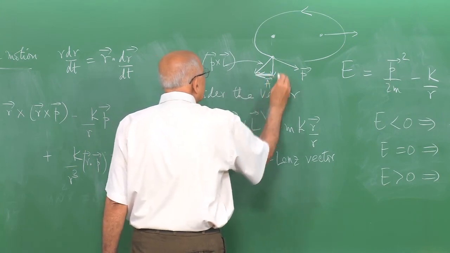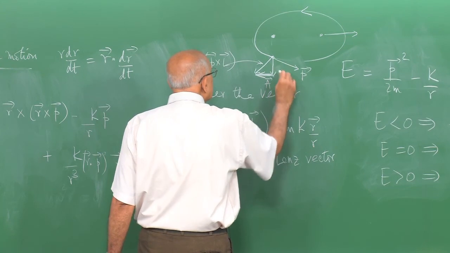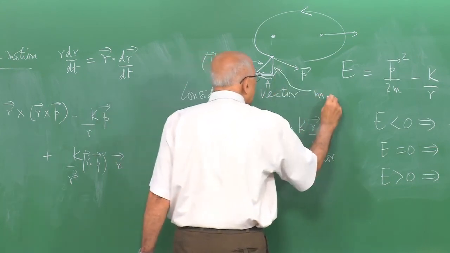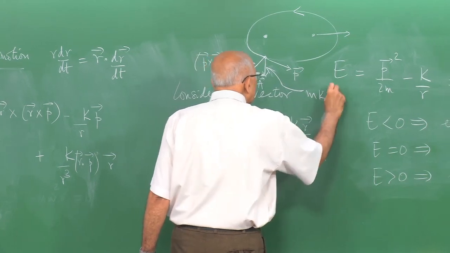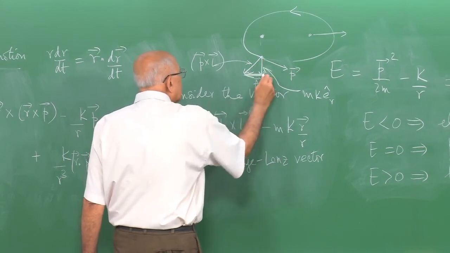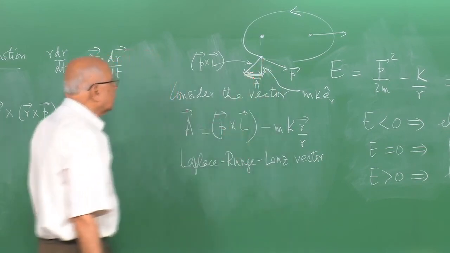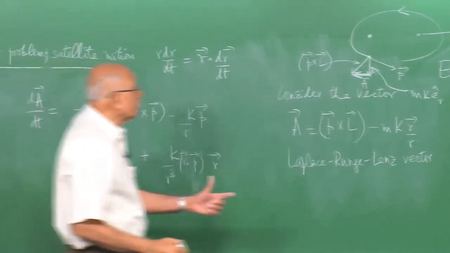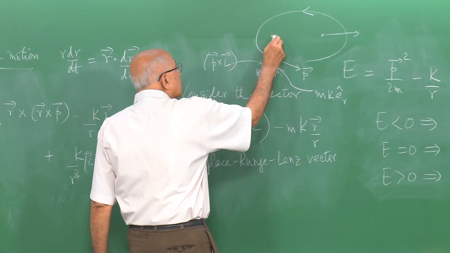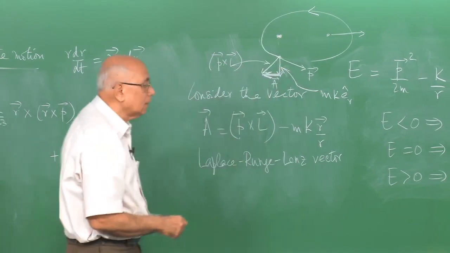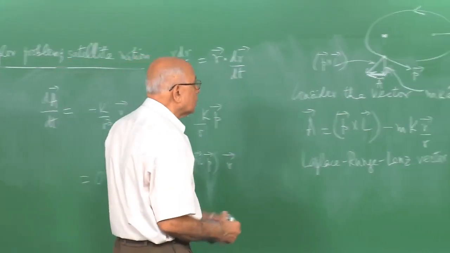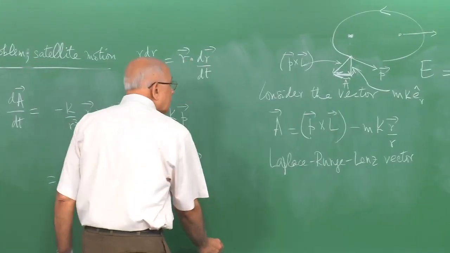That is A. This is e sub r, and minus this guy here is minus mk e sub r, and we want the negative of that. So you want this plus this, which is this vector here. So it is in the direction along the semi-major axis pointing from the center of attraction towards the shorter end, towards the point of nearest approach of this planet or this orbiting body, and this vector is a constant.